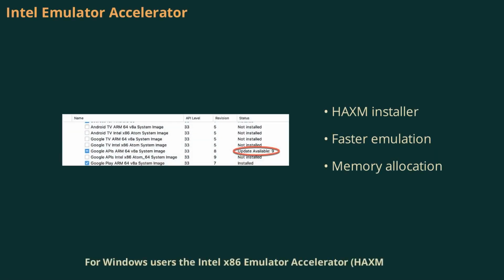For Windows users, the Intel x86 Emulator Accelerator (HAXM) installer is recommended for faster emulation. Note that it's not available on Apple Silicon Macs. If prompted, allocate recommended memory for optimal performance. This tool speeds up virtual device testing and is a key part of your development toolkit.